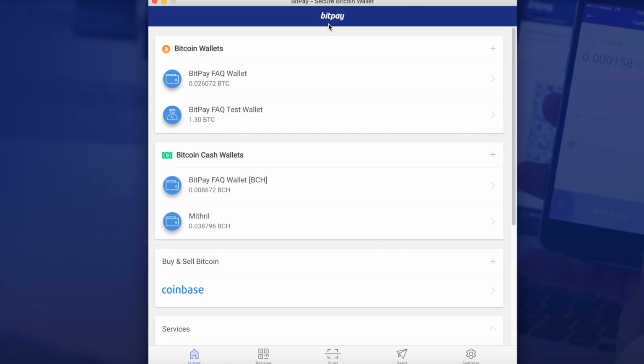Today we're going to learn how to shift between digital currencies using the ShapeShift integration in the BitPay and CoPay wallet. Currently our ShapeShift integration lets you trade Bitcoin for Bitcoin Cash and Bitcoin Cash for Bitcoin.